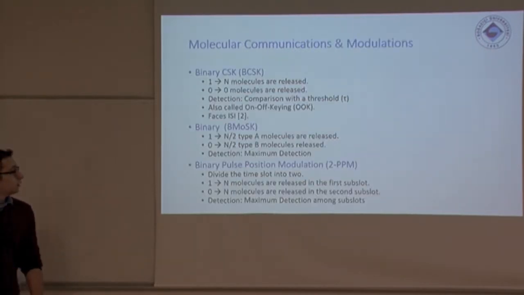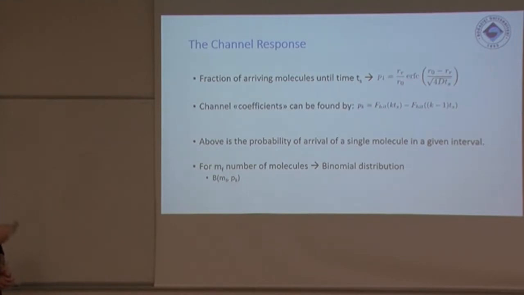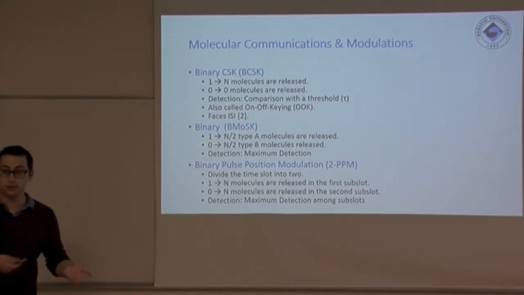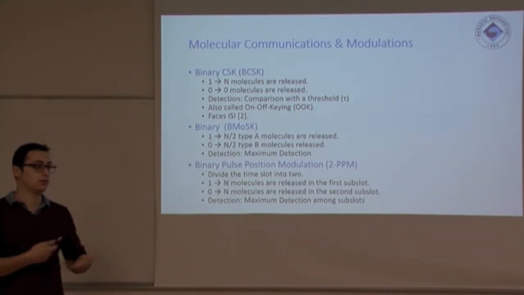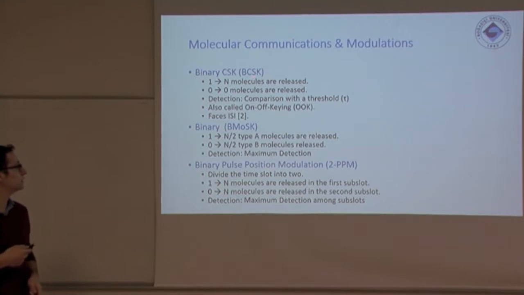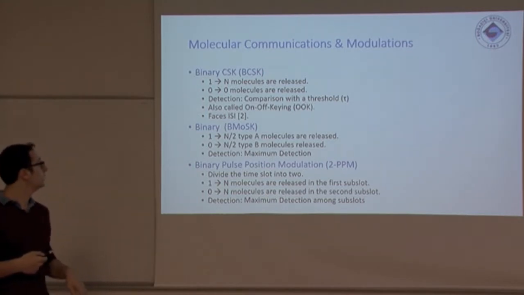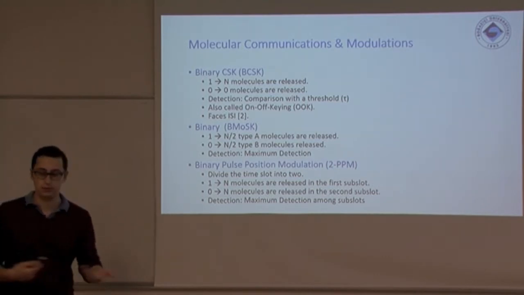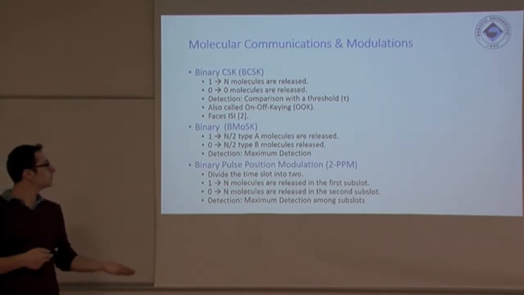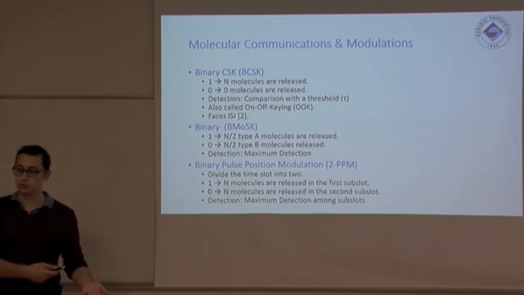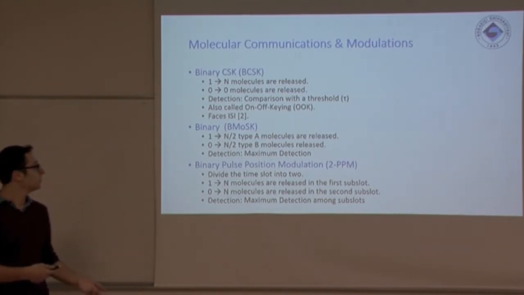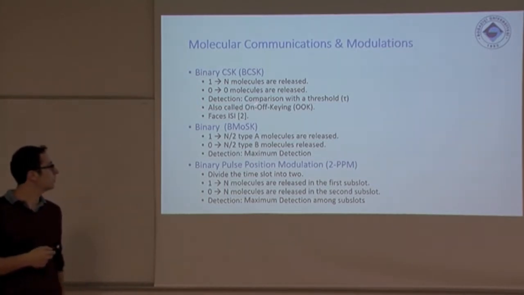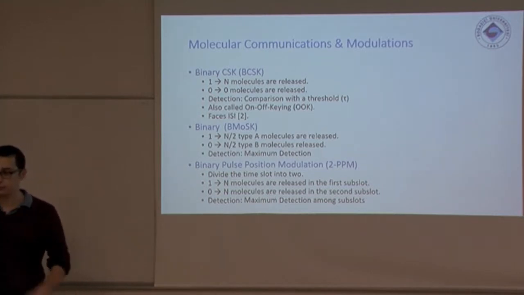Okay, so about the modulations. The most generically used, maybe the simplest, and maybe the most easily implementable one is CSK, concentration shift keying. Of course, the most primitive version of it is binary CSK. To accomplish this, we send n molecules to represent a 1, and a 0 molecule signal is transmitted, so no signal is transmitted, to represent a bit transmission of 0.